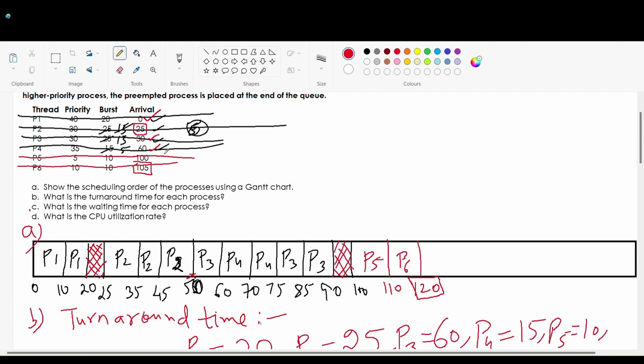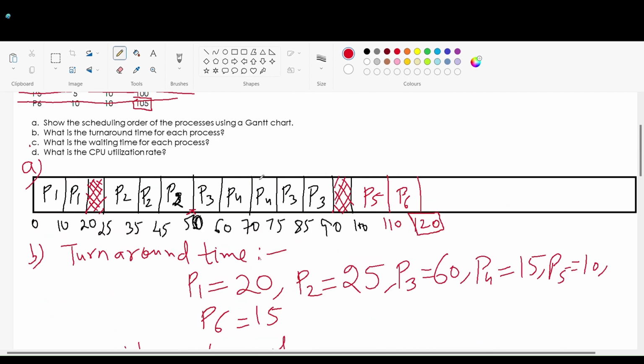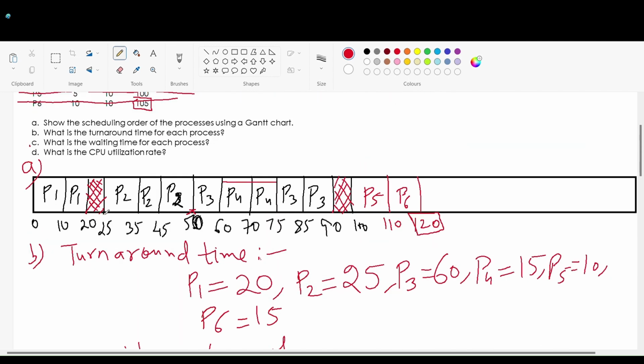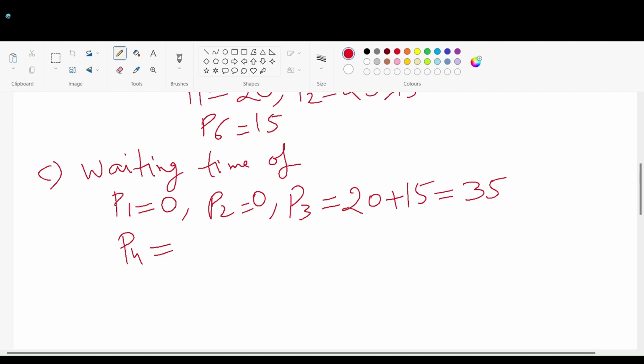What about P3? P3 enters into the system at 30 and starts the execution at 50. So now how much waiting time will P3 have? 20, right? And also P3 doesn't finish yet. So P3 will have another waiting time from 60 to 75. This time P3 was waiting. So from 60 to 75 is 15, plus 15. So the total waiting time for P3 is 35. P2 has finished its execution here, so P2 doesn't execute again.